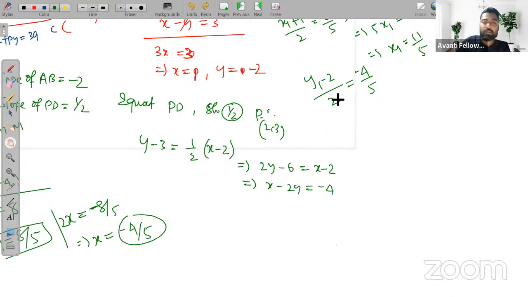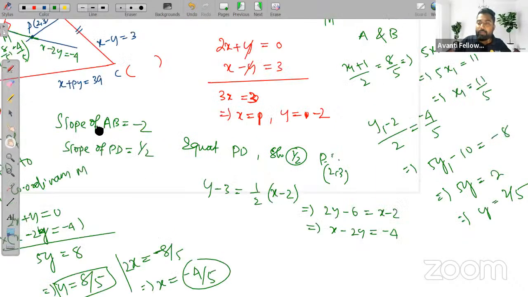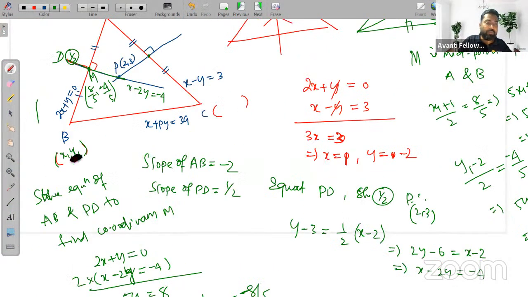Solve it. So by solving, what I'm getting, 5y1 minus 10 is equal to minus 8. So 5y1 becomes 2, and y1 becomes 2 by 5. Is that clear? The coordinate of B becomes 11 upon 5, 2 upon 5.